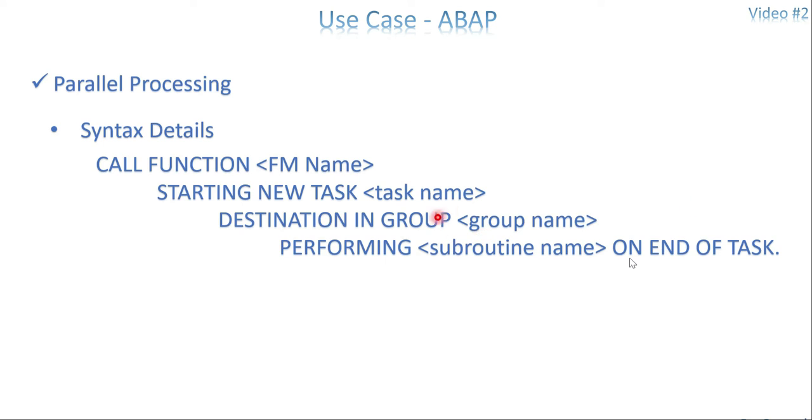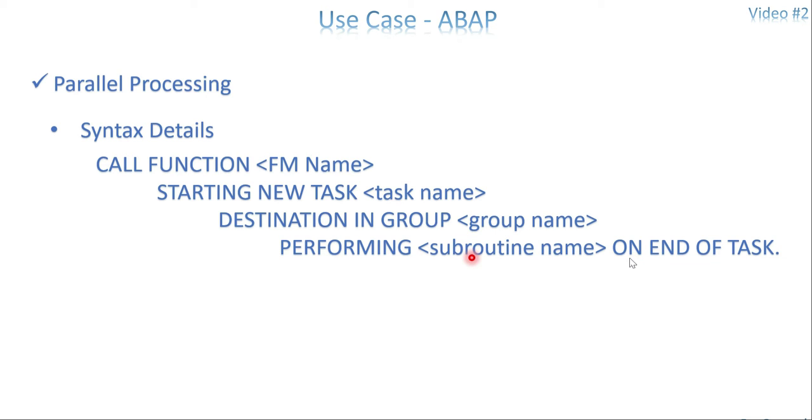DESTINATION IN GROUP, the group name which we identified from RZ12, or you can check with your Basis team, because sometimes you don't have authorization for the RZ12 transaction. Suppose you don't have RZ12, there is a table. I hope it's not mentioned here. I'll show you in the system. There is a table where you are able to identify what the group name is which is associated with your server.